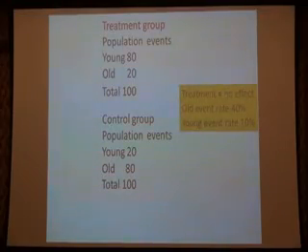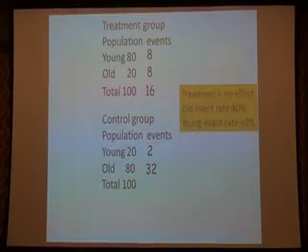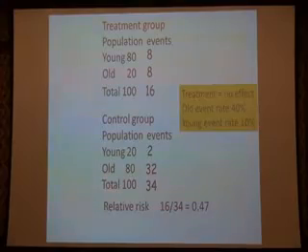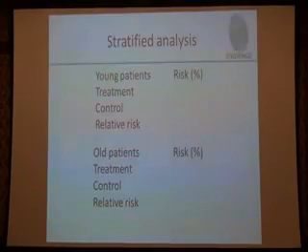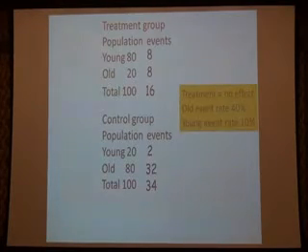In the treatment group, you have 80 young, 10%, you will have 8 events, 20 old, 40%, you will have 8 events. In all, you have 16 events. In the control group, you'll have 2 events in the young, 10%, 32 events in the old, 40%, and you have 34 events. And if you consider just the event rate in the 2 groups, you get 0.47, 16 divided by 34.